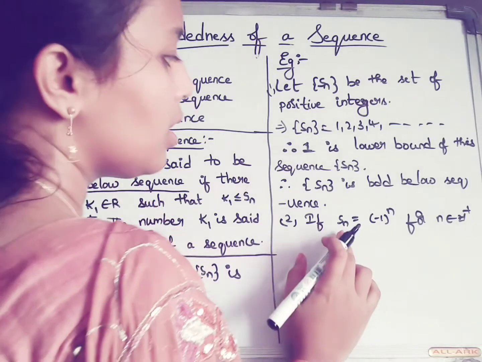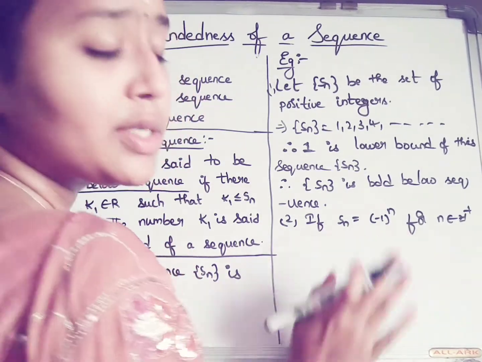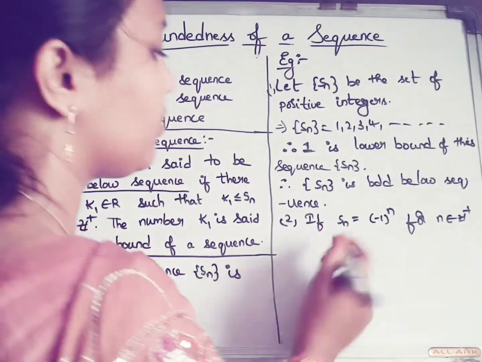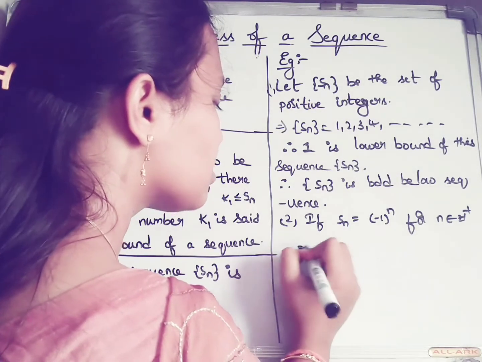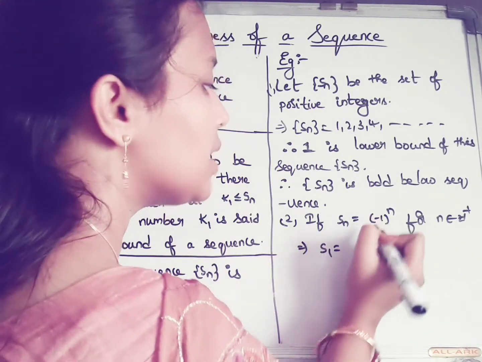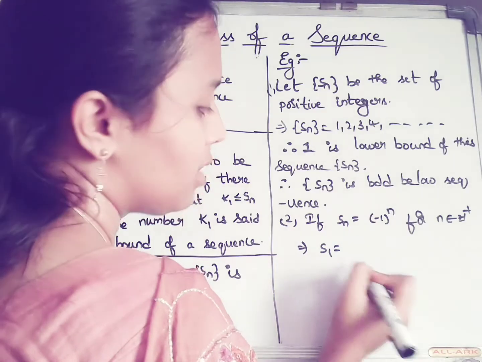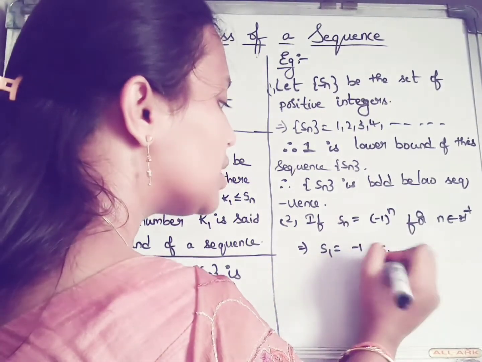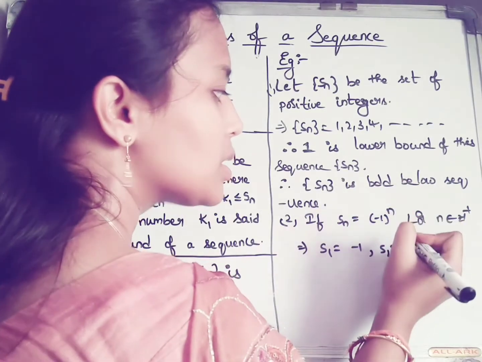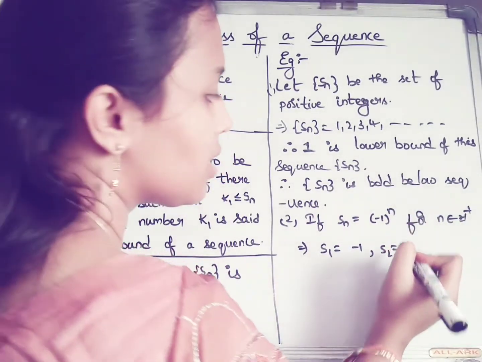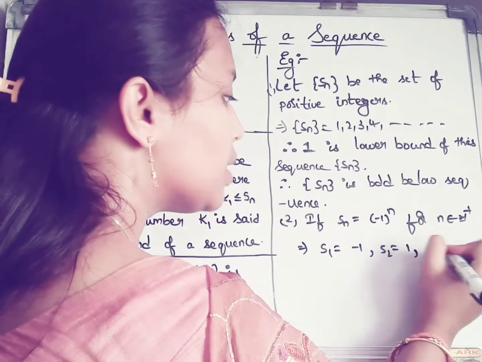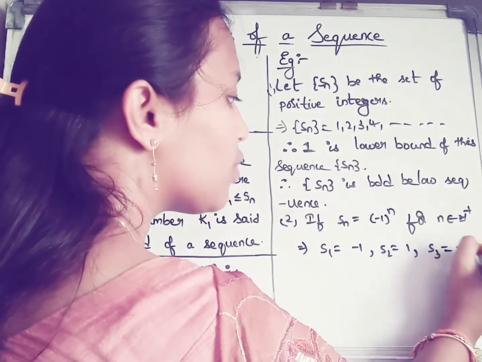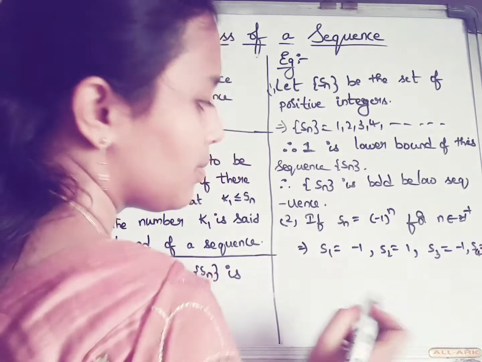So here they give Sn is equal to (-1) to the power of n. From this, S1 is equal to -1. S2 is equal to (-1) whole square, so even gives positive sign. S3 is equal to -1. Again S4 is equal to plus 1.